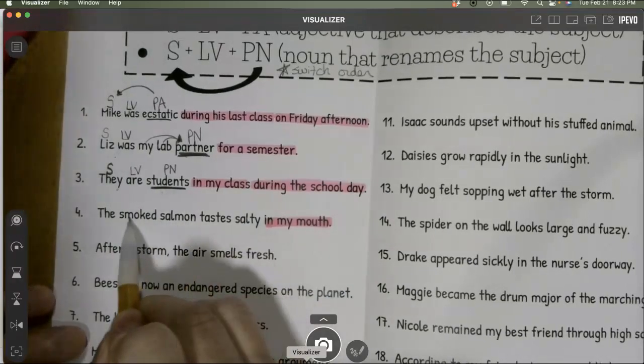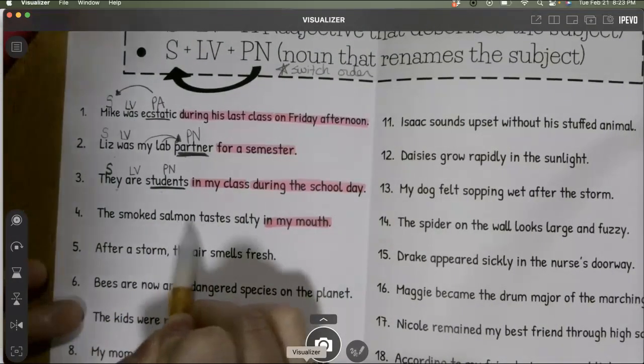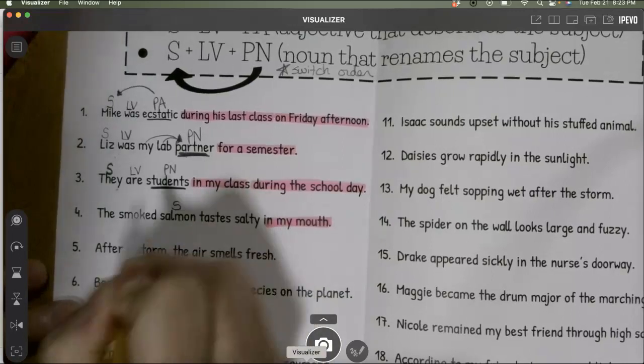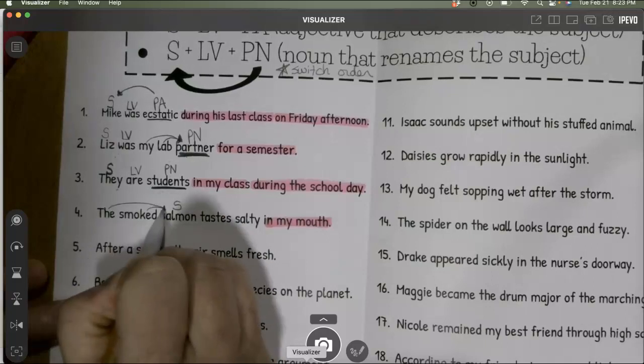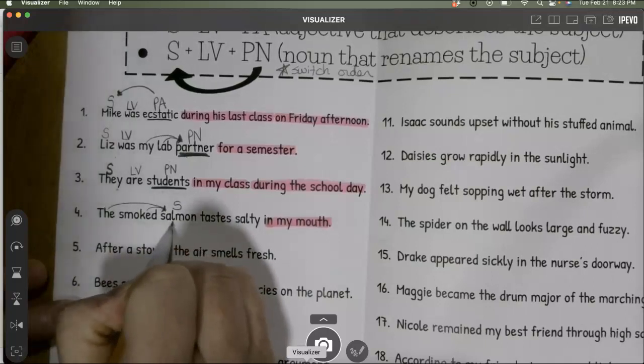Now I'm going to look for my subject. What is the subject here? Well, it's salmon. What kind of salmon? Smoked salmon. Those are just adjectives that describe the salmon, but the subject is salmon.